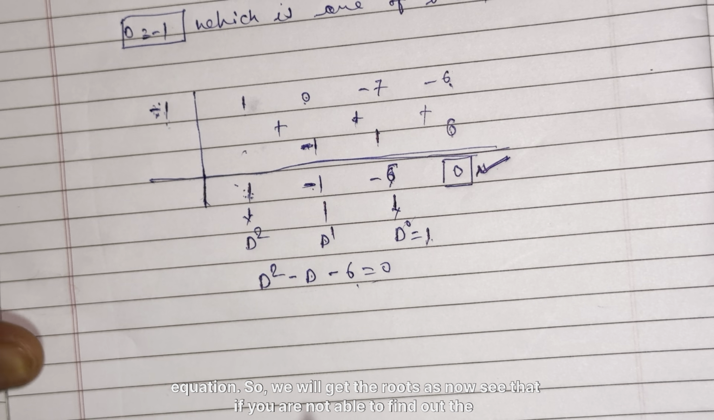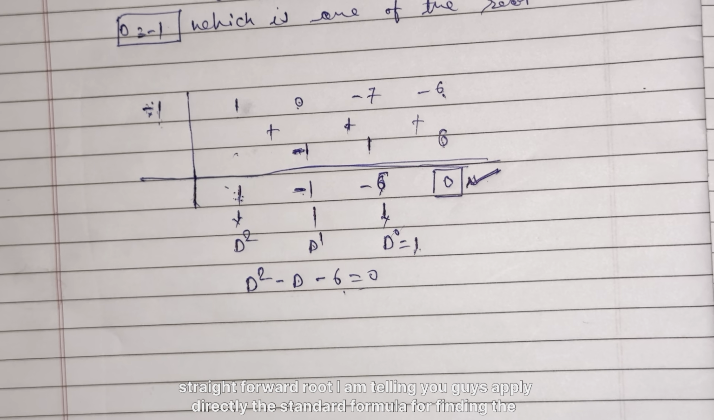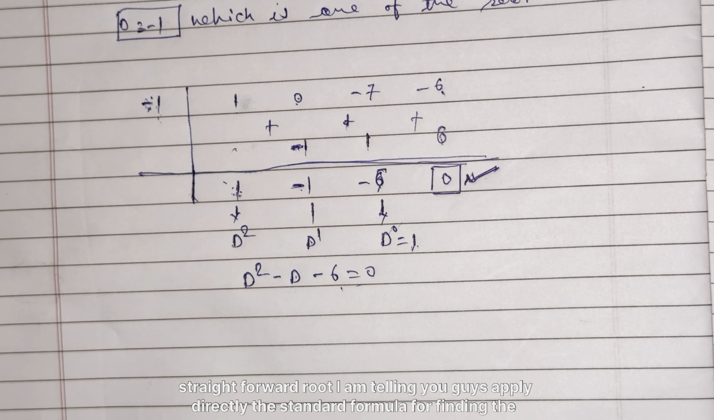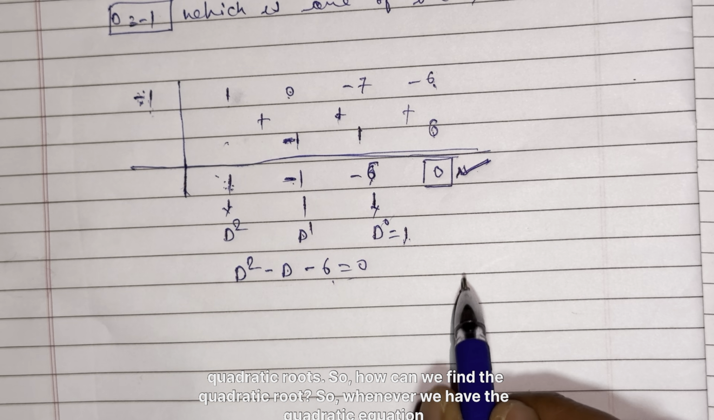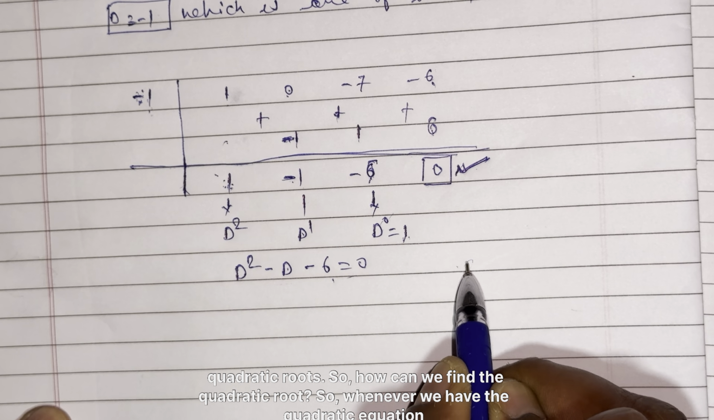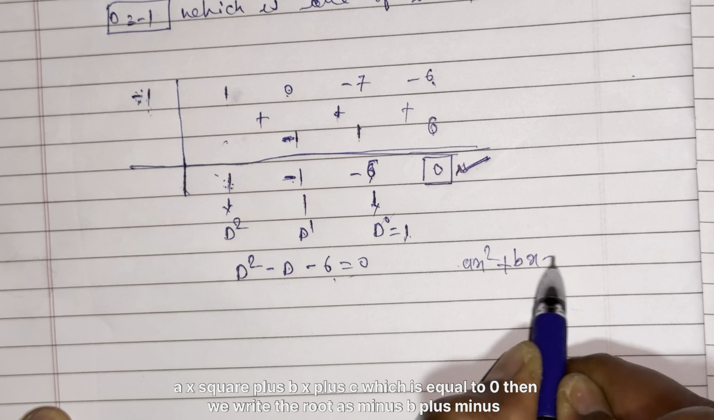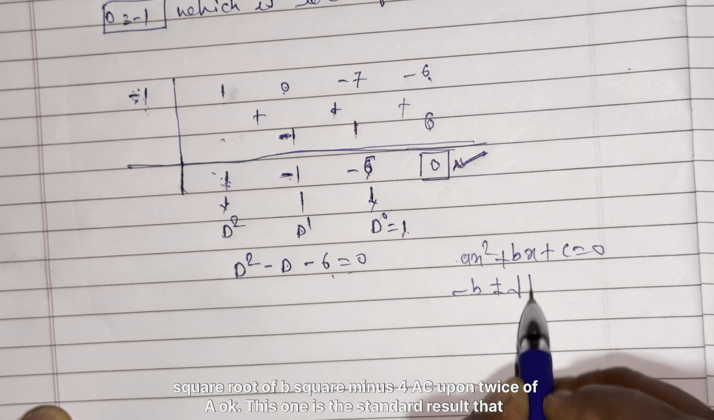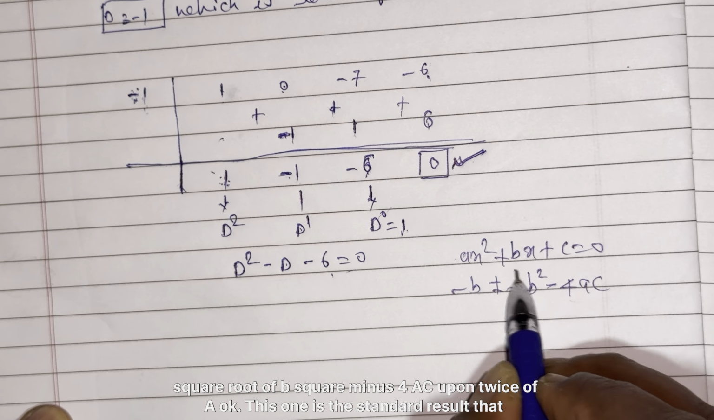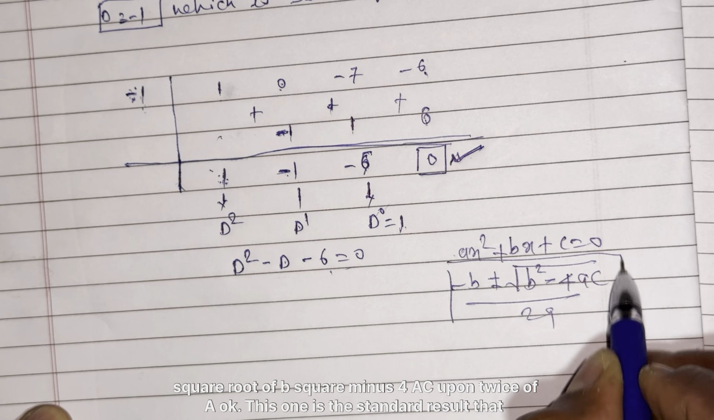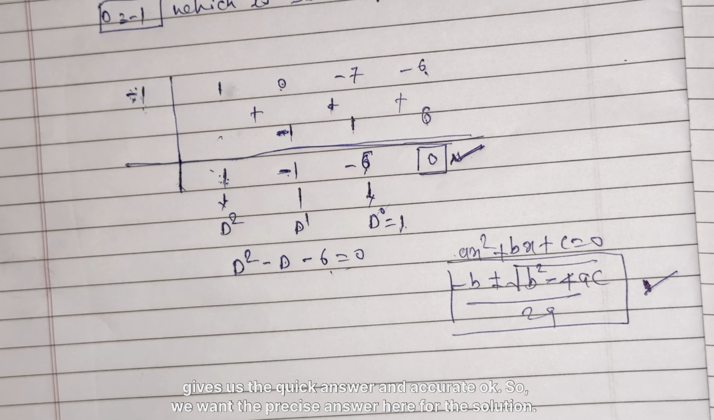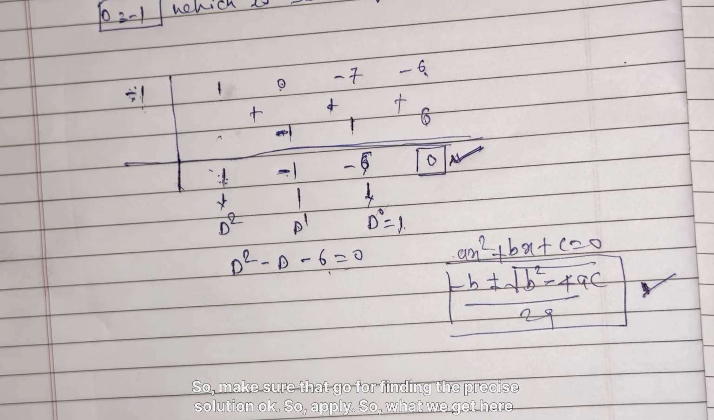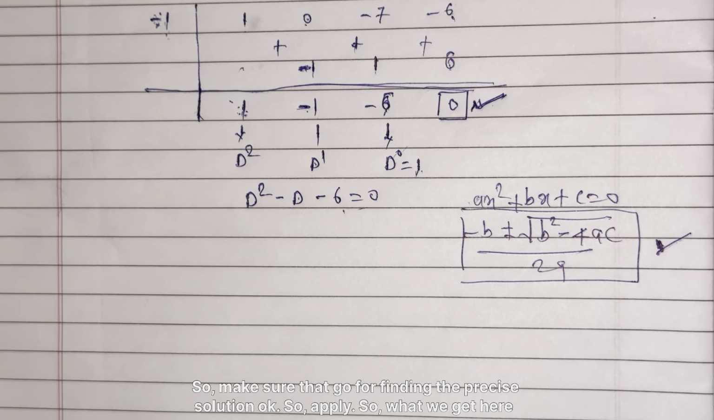If you are not able to find the roots straightforwardly, I'm telling you guys, apply the standard formula directly for finding quadratic roots. Whenever we have a quadratic equation ax square plus bx plus c equals 0, we write the root as minus b plus minus square root of b square minus 4ac upon twice of a. This is the standard result that gives us a quick and accurate answer. We want the precise answer for the solution, so make sure you go for finding the precise solution.